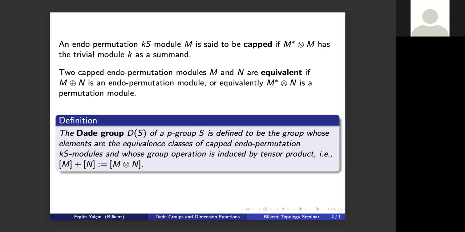Excuse me. Sorry, in the definition of equivalent, is that really a plus, or should it be a tensor? The first one is plus. The second one is a tensor. Okay, right. So it's an odd thing to do, to define using the sum, but the sum doesn't have to be permutation. The sum has to be endo-permutation. That's why you use the sum. It's a good point. Thank you.